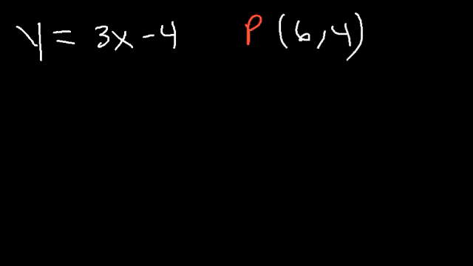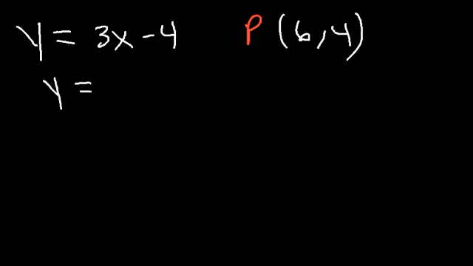Go ahead and try this example. Let's say that y is equal to 3x minus 4, and you want to write the equation of the line that's parallel to this line, and that passes through the point (6, 4). Feel free to pause the video, work through this example, and then unpause it to see if you have the right answer. So let's begin.